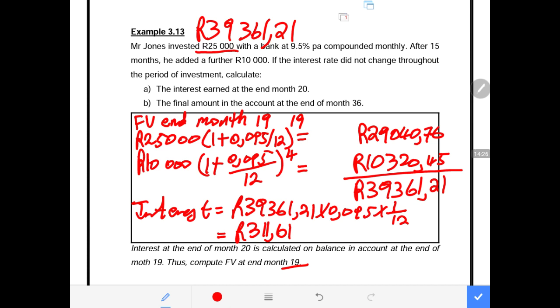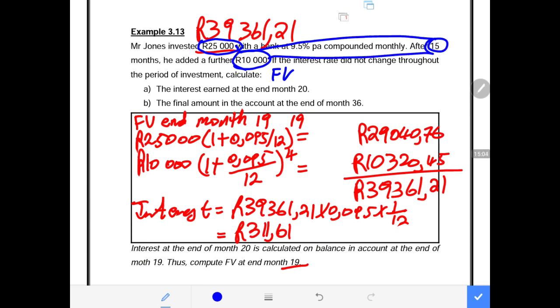And I just want to bring another perspective to your attention in the same scenario, which is not required in this case, but it's just another way. In fact, you can calculate this question. If we want, we could have said, how much is the future value of this 25,000 at the time the 10,000 was invested? That means we can calculate the future value of this 25,000 up until end of month 15, when the 10,000 was invested.